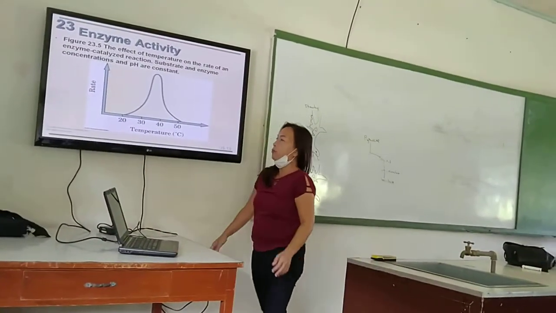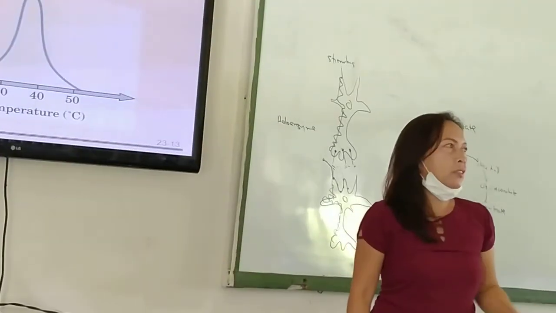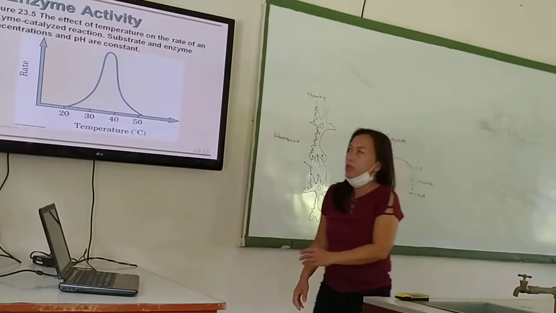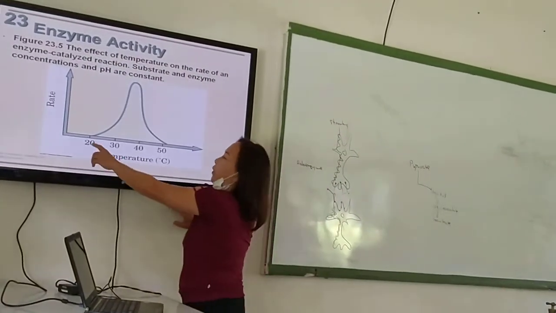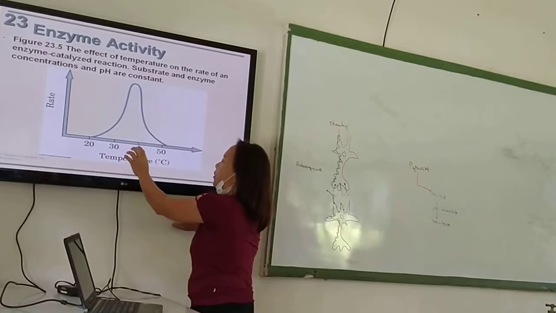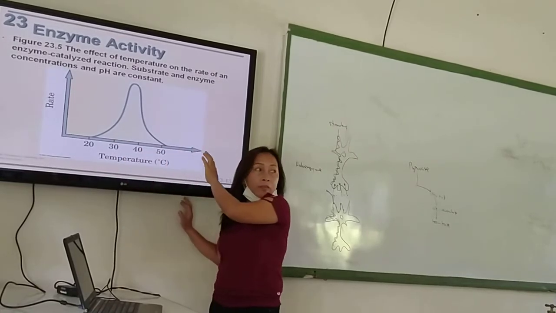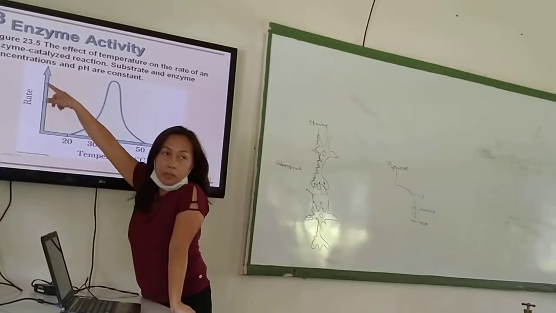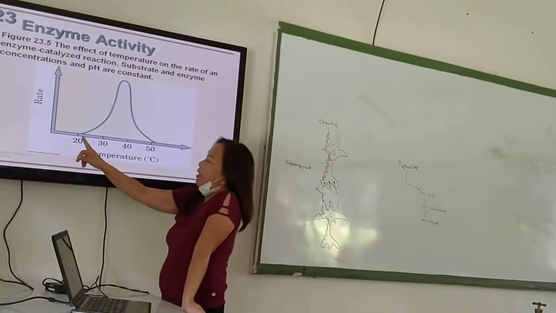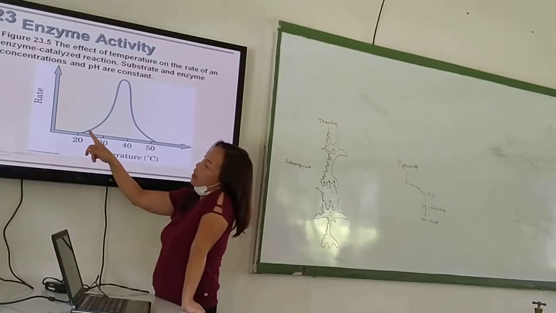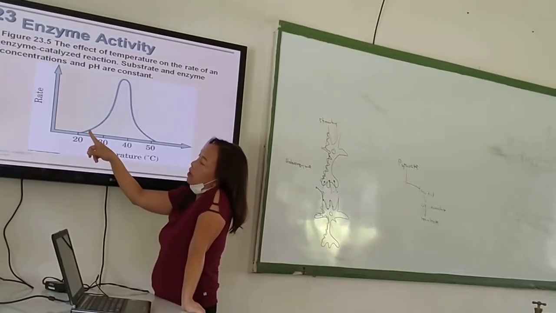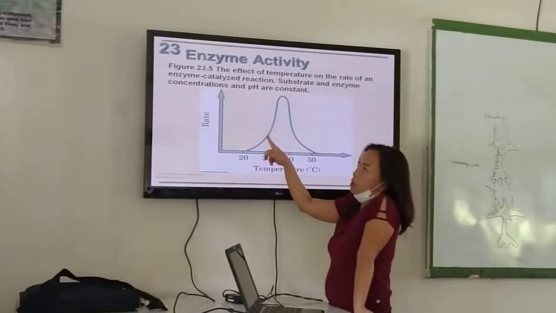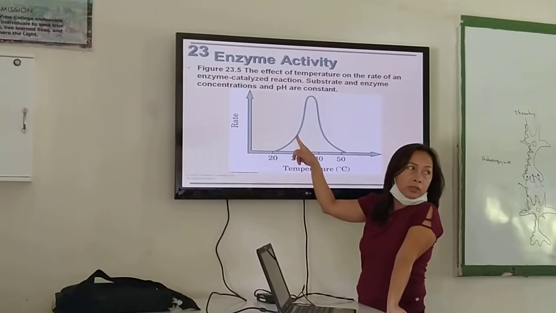So, how about for temperature? How does it affect the rate of chemical reaction? Okay, so for example, we have 20 degrees Celsius, 30, 40, 50, and so on. Now, this is the rate of chemical reaction increasing. Now, say at 22 degrees Celsius to 30 degrees Celsius, how do you describe the rate of chemical reaction?